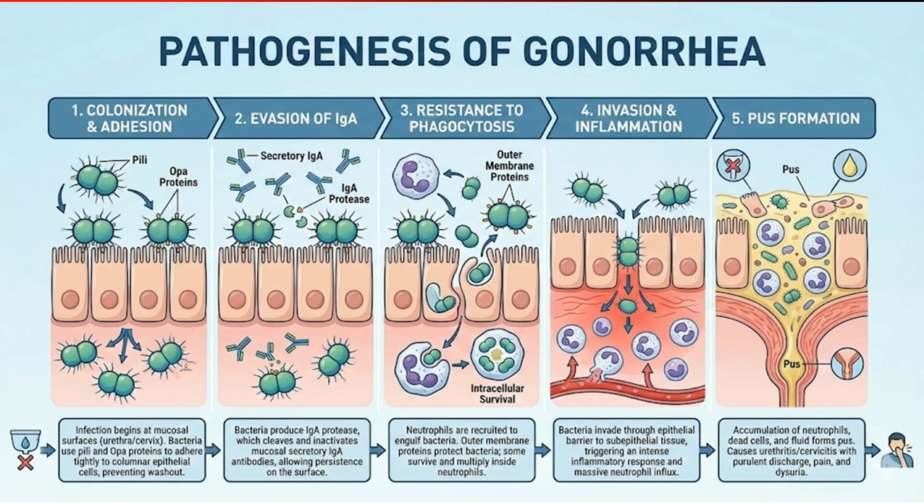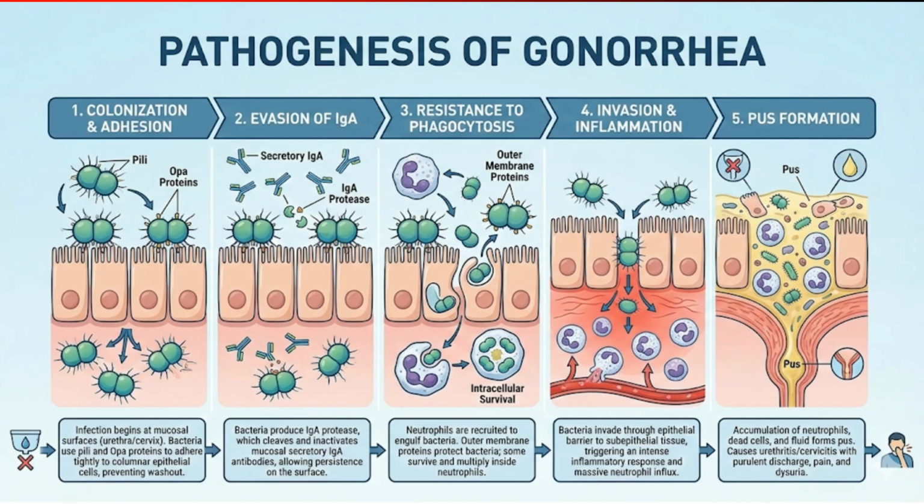Step 4. Invasion and inflammation. The gonococci then invade through or around the epithelial cells to reach the subepithelial tissue, the connective tissue layer beneath the epithelium. This invasion triggers an intense inflammatory response. The body recruits massive numbers of neutrophils to the site, and these cells attempt to contain and eliminate the infection. Step 5. Pus formation. The intense inflammation results in the accumulation of neutrophils, dead bacteria, dead epithelial cells, and inflammatory fluid. This is what we call pus.